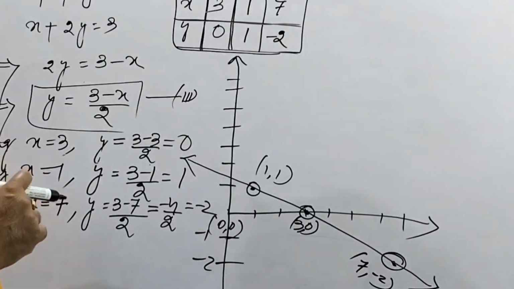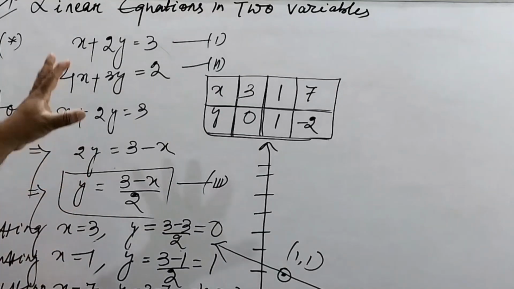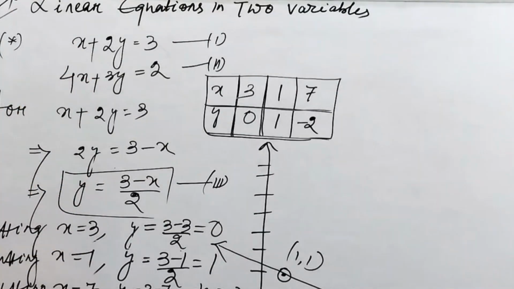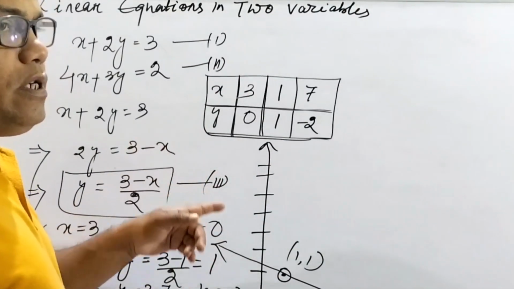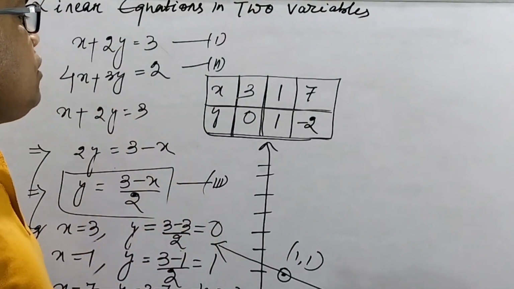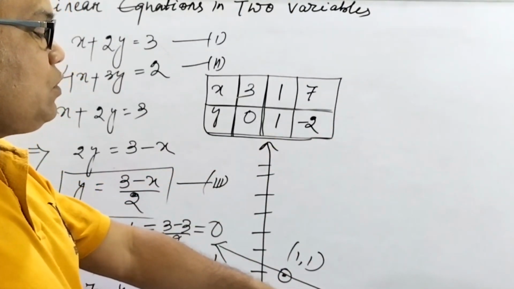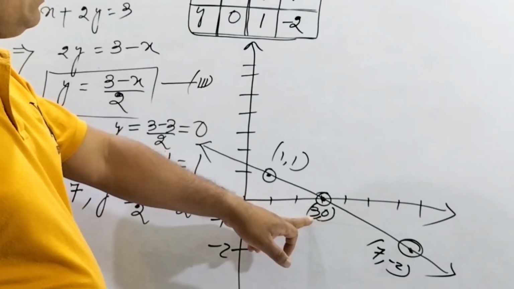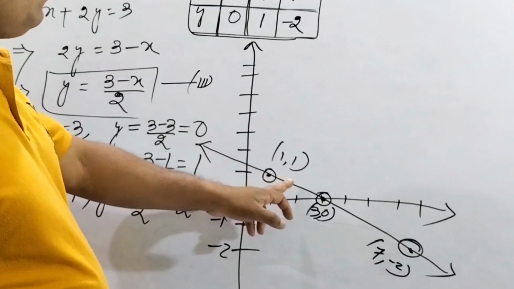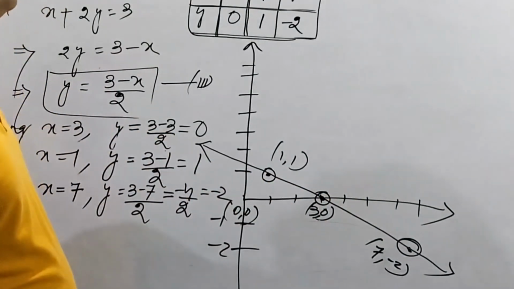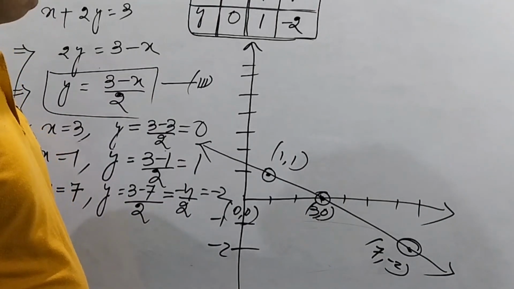Okay. Now, for the second equation, it is given 4x plus 3y equals 2. I will have to construct another line and they will intersect on the graph paper. The point of intersection will be the solution of this equation. If they intersect at this point, suppose, then 3, 0 will be the solution. X equals 3 is the solution, y equals 0 is the solution. If they intersect at any point, then you will get the solution. The point of intersection will be the solution.